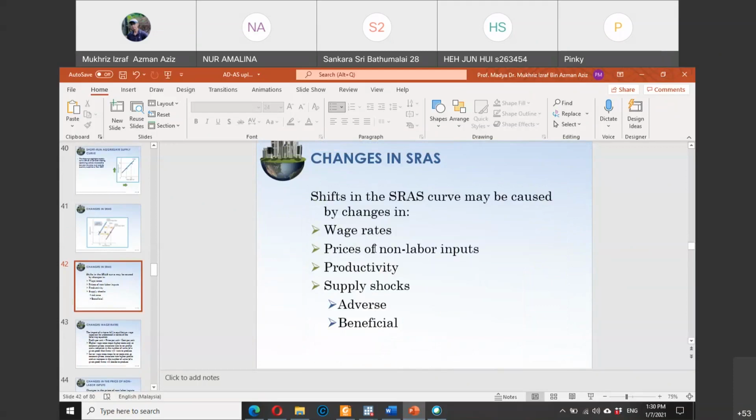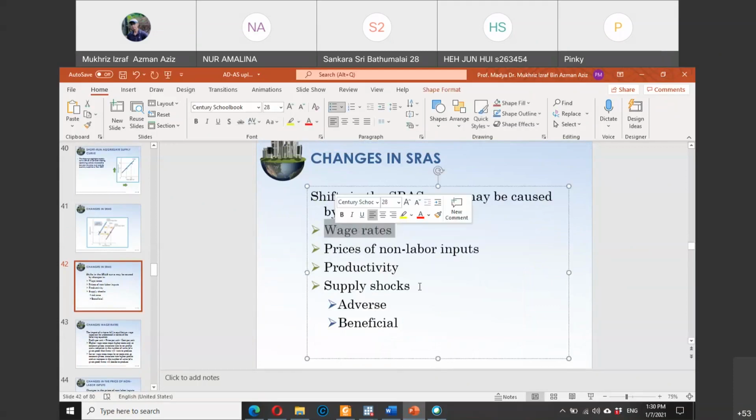So what are other factors besides wages? Prices of non-labor inputs, productivity, for example. Productivity means you can produce more output using the same quantity of input. For example, using machines, robots, faster computers, so you can produce more output using the same amount of time. And also supply shocks.